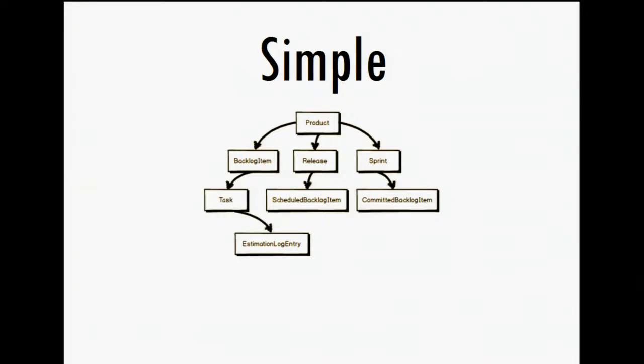And within a product, you have backlog items. And those backlog items, as many of you are aware, contain the stories and tasks necessary to complete a portion of the product. And a portion of the product is controlled under a sprint. That's where the activity of actually developing the software occurs, and then you have a release. So backlog item, release, and sprint are all considered part of your product. And then under backlog item, you have tasks, and tasks have estimation log entries.